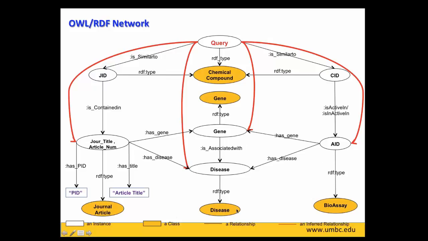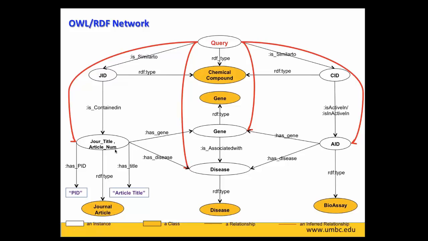We have just defined 5 primary classes: the chemical compound, gene, disease, bioassay, and journal articles. And we also define the relationships to make the connections between the different instance data or class data. And finally, we will be able to infer or identify the relationship between the chemical compound and genes, disease, bioassay, and the journal or literature.